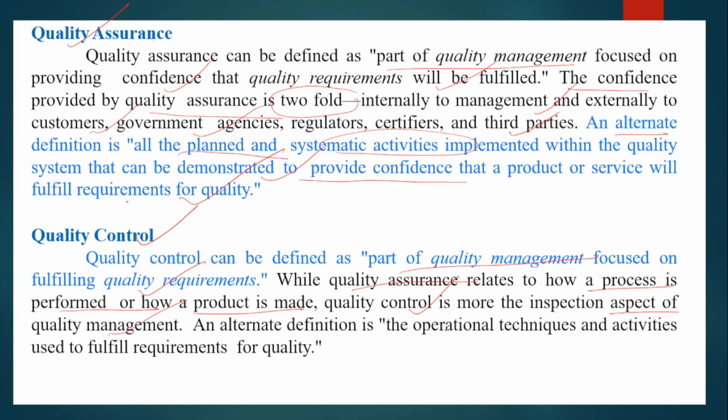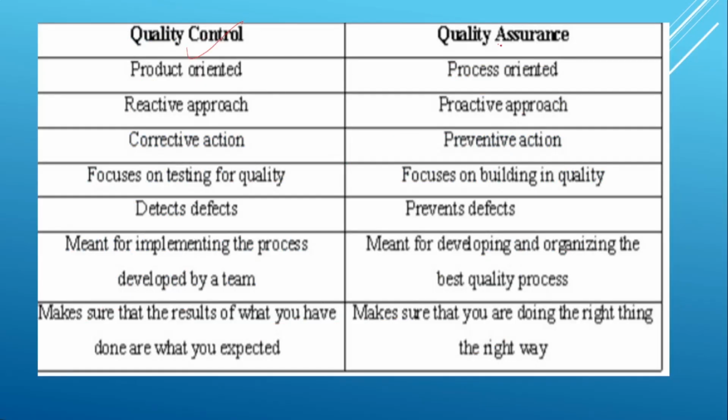An alternative definition is the operational techniques and the activities used to fulfill requirements for quality. Some more differences between quality control and quality assurance. This is product oriented, this is process oriented. We have already discussed this. And quality control is the reactive approach and quality assurance is the proactive approach.